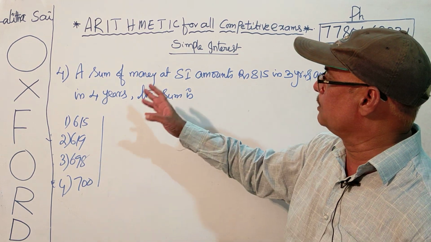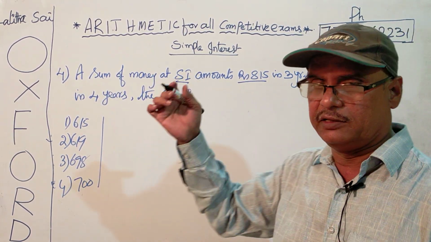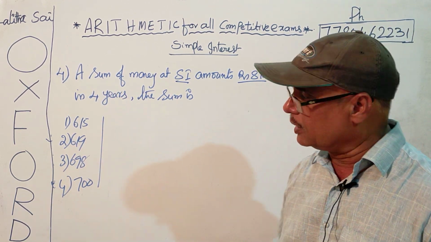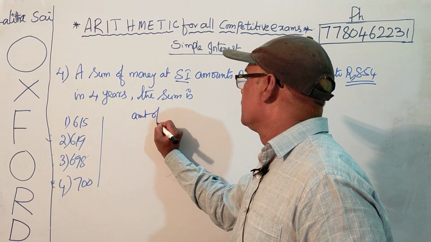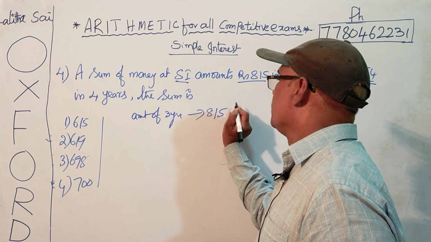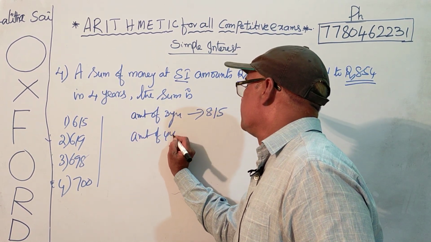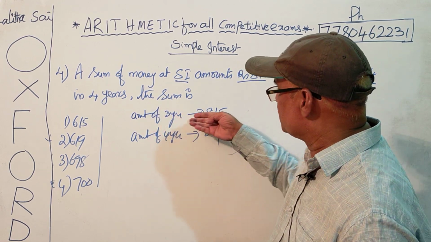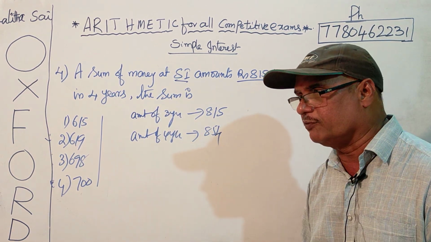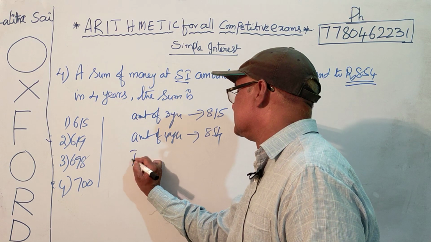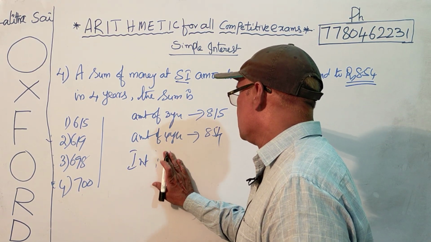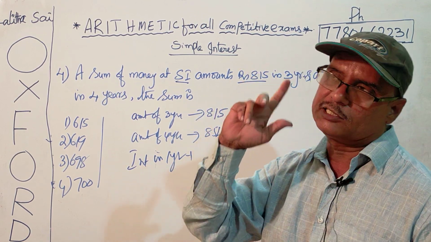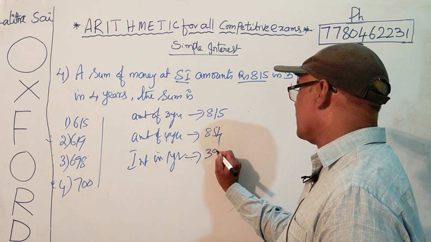Okay, next question. The sum of money at simple interest amounts to 815 in 3 years, and it amounts to 854 in 4 years. That means for 3 years it amounts to 815 and for 4 years it amounts to 854. So in the 4th year there is an interest for 1 year. The increase will be interest only. That means interest in 1 year is 39.